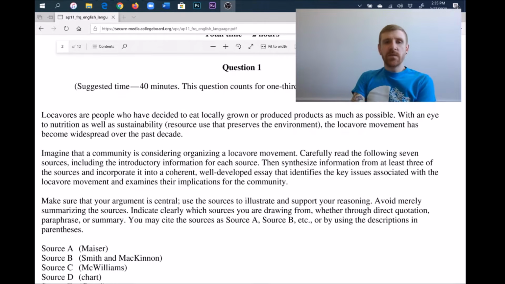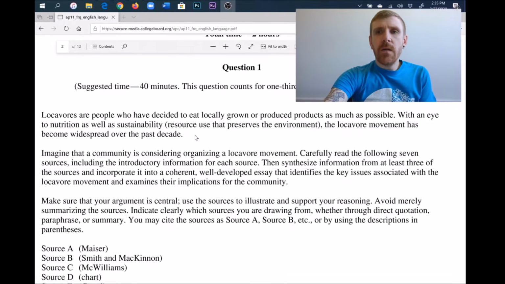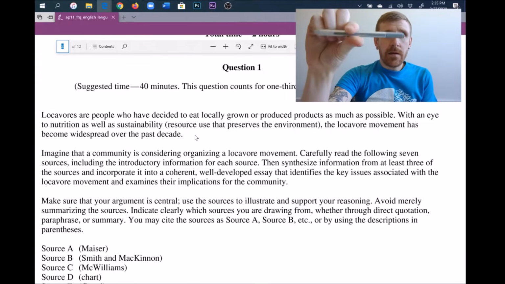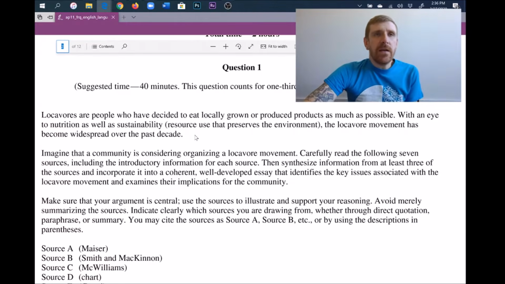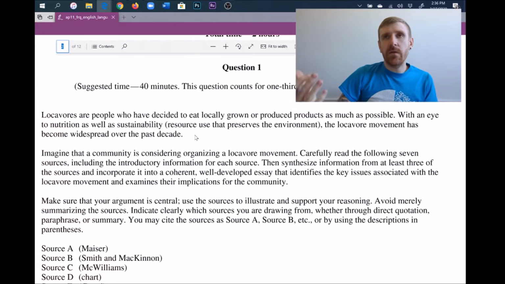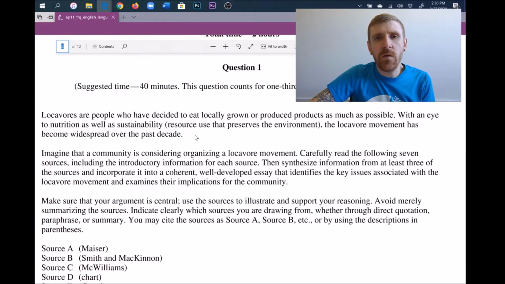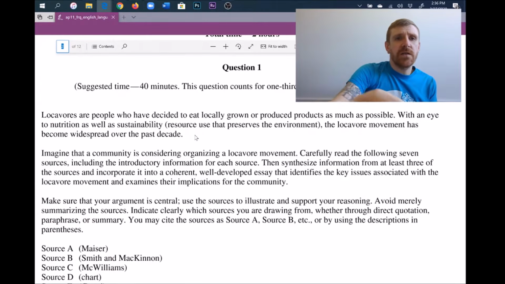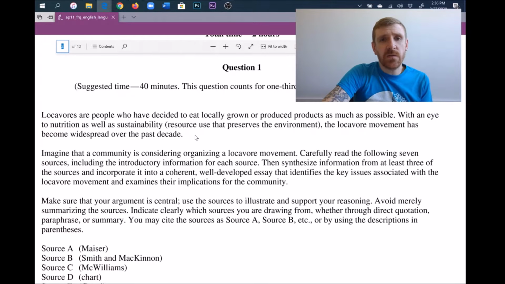I'll show you what that looks like right here with this prompt with my handy dandy pen. I'll read it here, and then I'll tell you what my students would circle, and we'll talk about why, and we'll see how this can actually help with evaluating sources as well. So it says, locavores are people who have decided to eat locally grown or produced products as much as possible. With an eye to nutrition as well as sustainability, resource use that preserves the environment, the locavore movement has become widespread over the past decade.